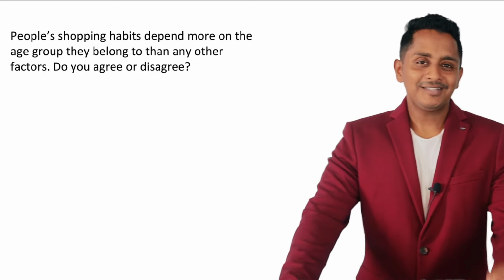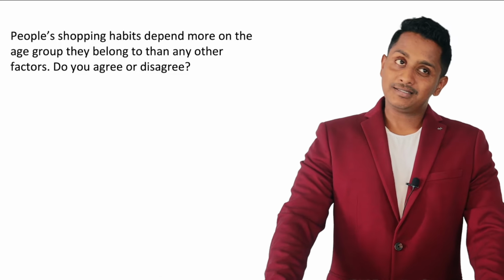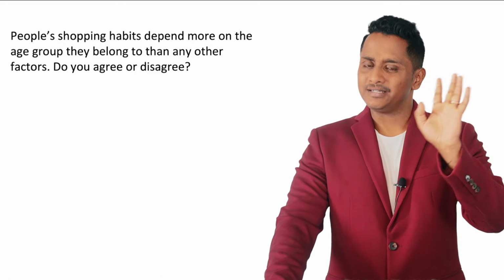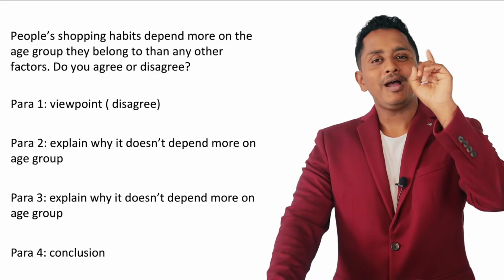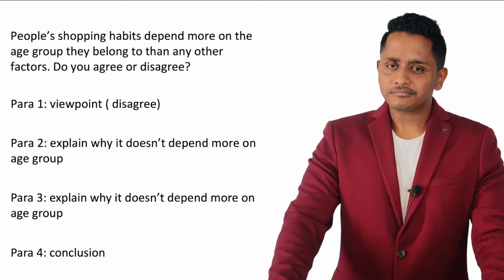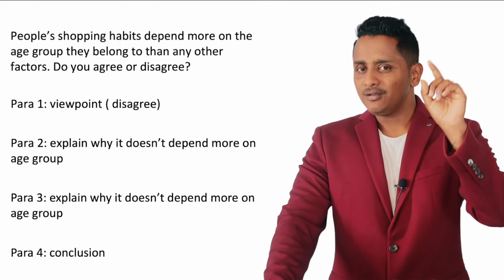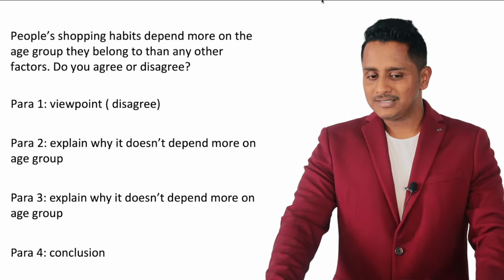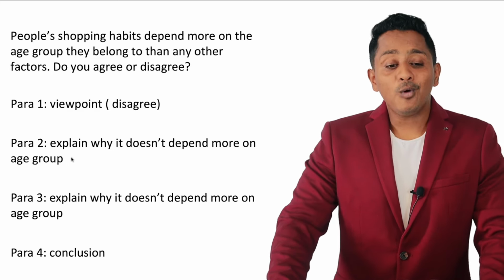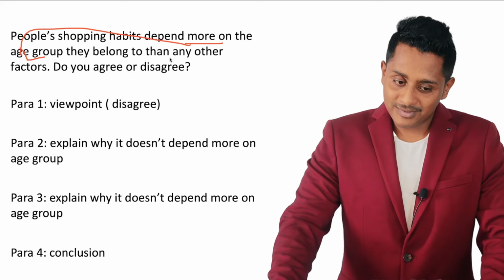Alright, so let's review this essay, but before we get into the review part, let's understand some basic structure that has to be followed for this essay. See, it's an agree-disagree essay type. So para 1, you have to talk about your viewpoint. I agree, I disagree, whatever suits, you can choose, and whatever you choose there. See, if you disagree, then the entire paragraph you have to disagree. Disagree to what? People's shopping habits depend more on the age group than any other factors.